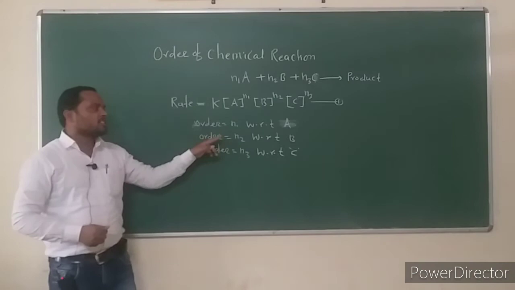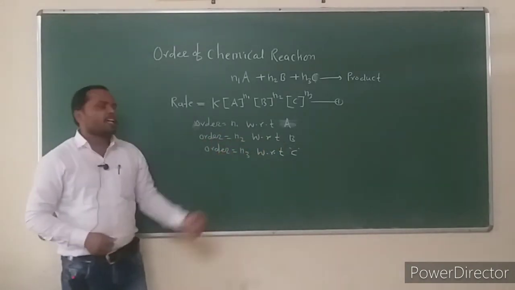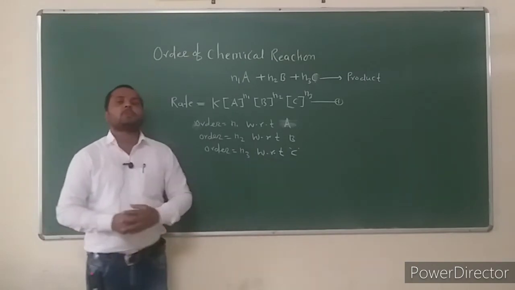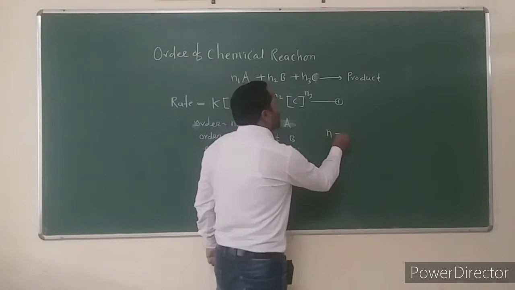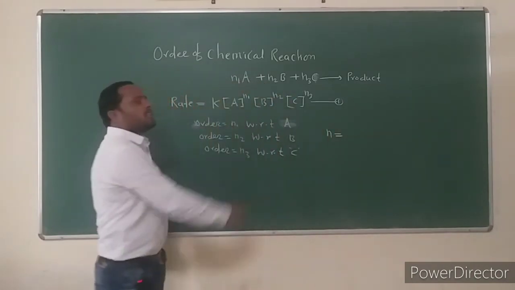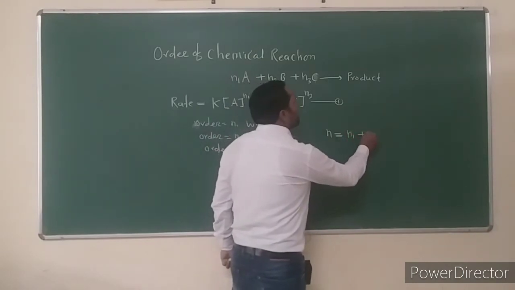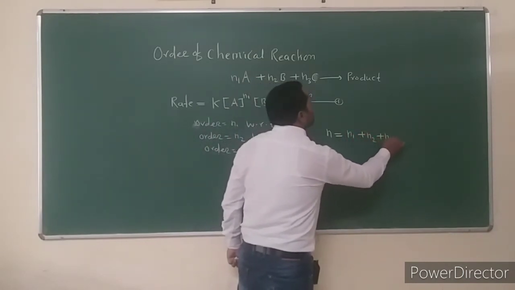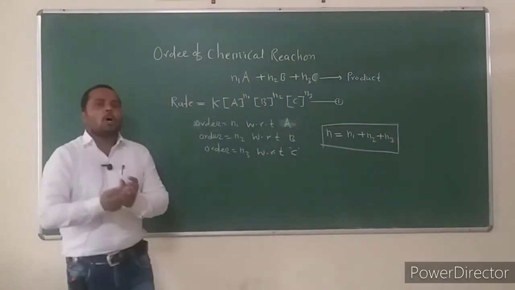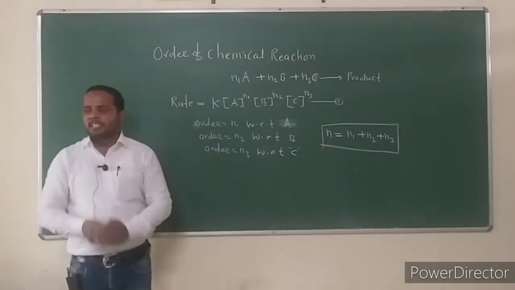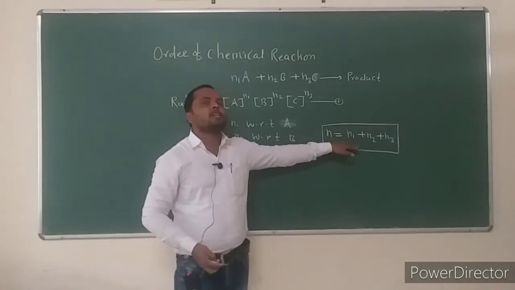The order of reaction is n2 with respect to reactant B, and n3 with respect to reactant C. And the overall order of this chemical reaction, N, is equal to n1 plus n2 plus n3. This is the overall order of reaction. The overall order of a chemical reaction is equal to n1 plus n2 plus n3.